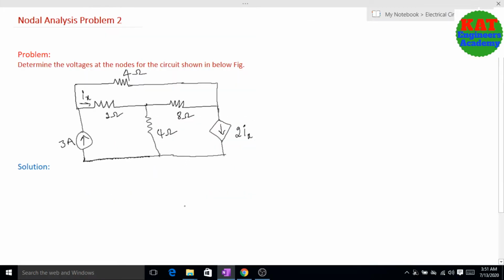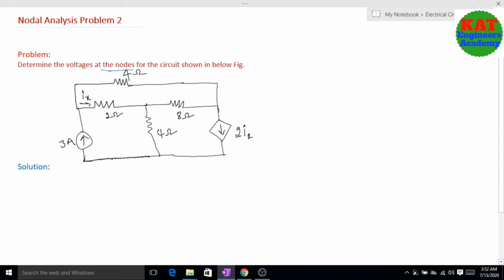See friends, here we consider one problem. The problem is: determine the voltages at the nodes for the circuit shown below. Nothing but we need to determine the nodal voltages. They are asking only for the node voltages. It is a clear question. They are not asking for any special response in any elements. That is the main aim of nodal analysis: we should find the nodal voltages in order to find the response in any element. Your question is simple, we just need to find the nodal voltages.